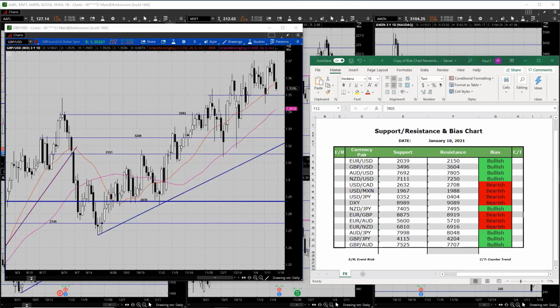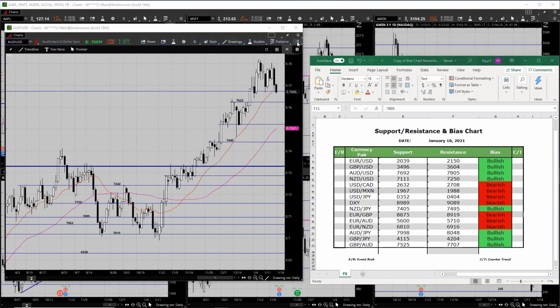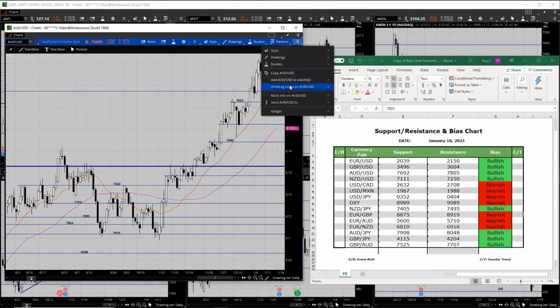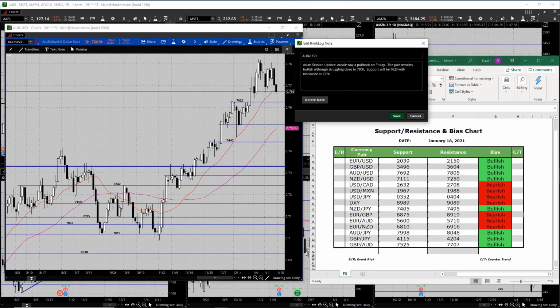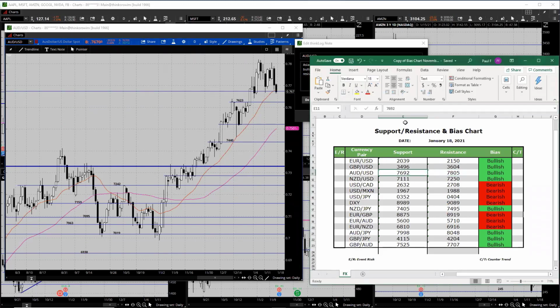On to the Aussie. The Aussie saw a pullback on Friday. The pair remains bullish, although struggling close to 78 even. Support will be 76.23 with resistance at 77.76. Doesn't look like we're anywhere close to that when you look at this.